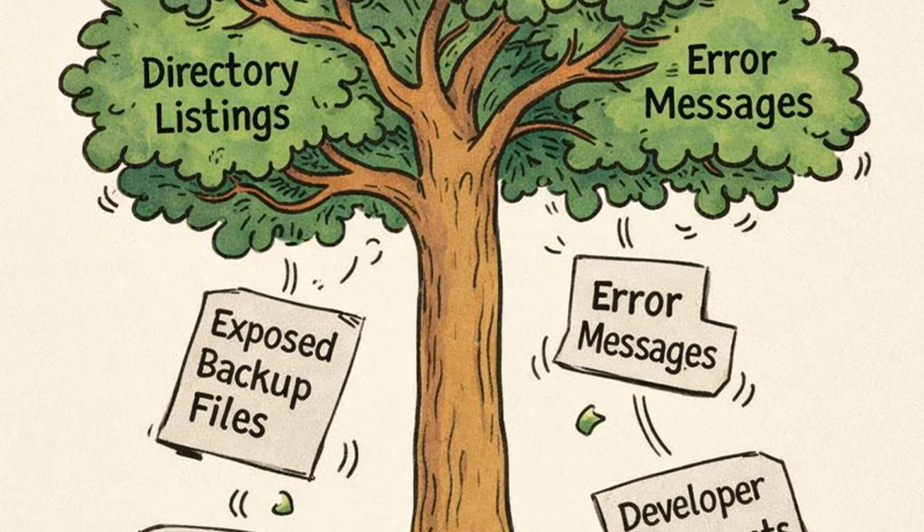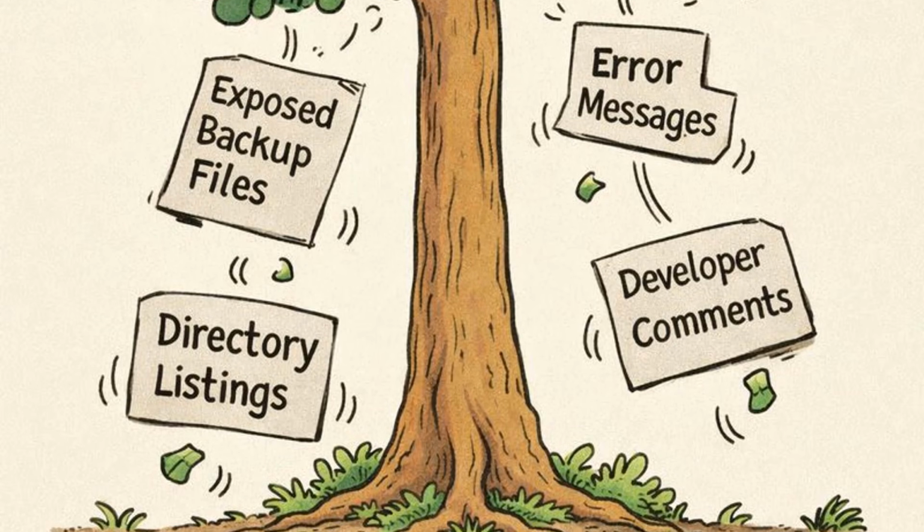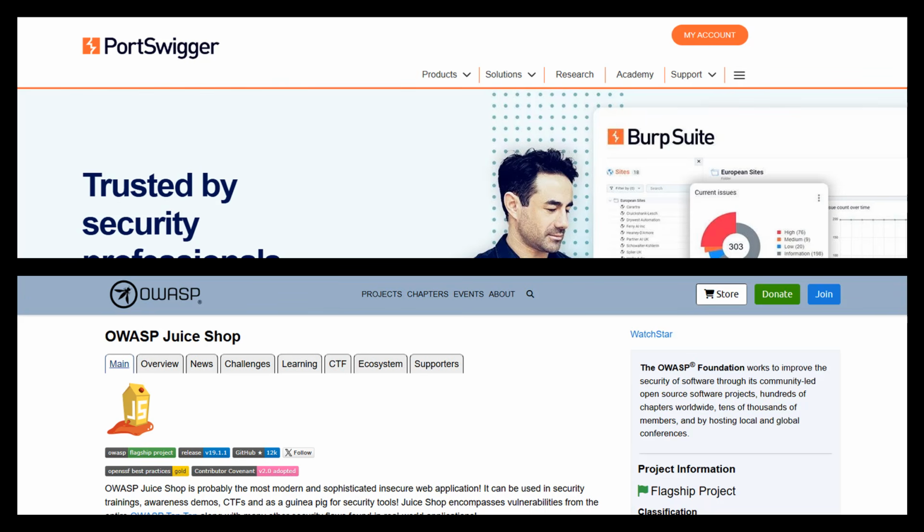Information disclosure can happen in many ways. Exposed backup files, directory listings, developer comments, and more. But today we are going to focus specifically on information disclosure through error messages. For this, I have prepared two examples, one from PortSwigger.net and one from OWASP Juice Shop.